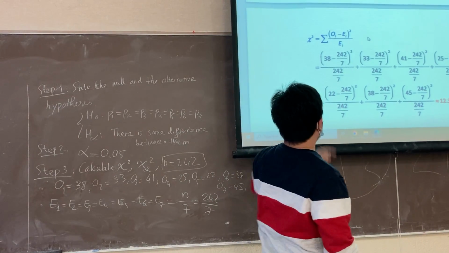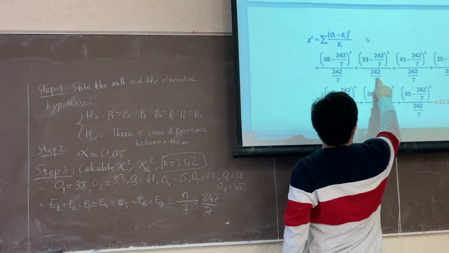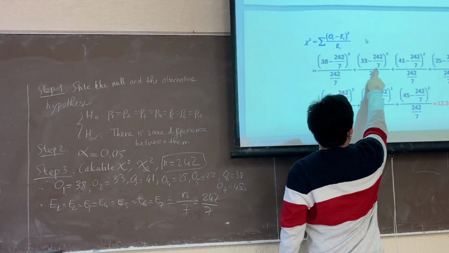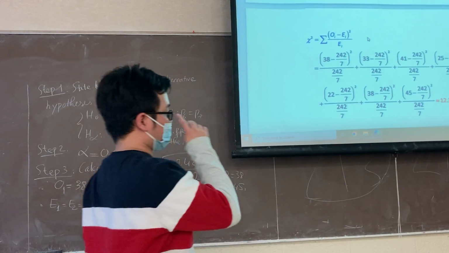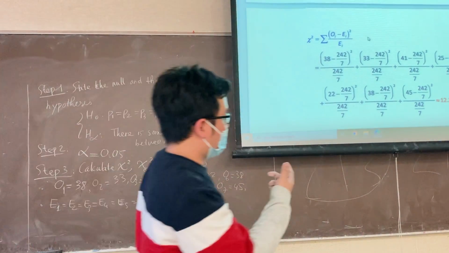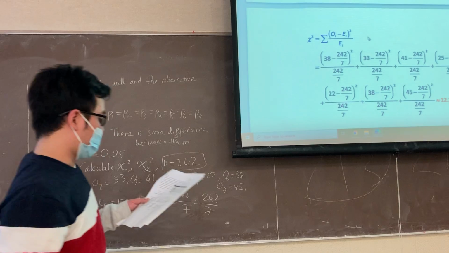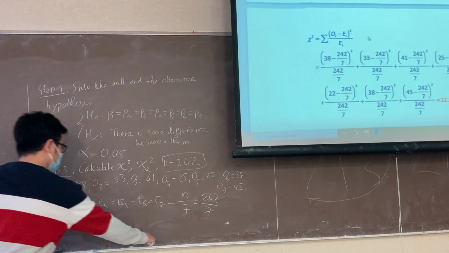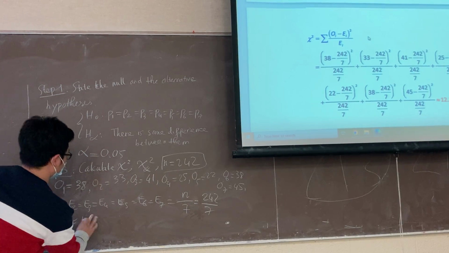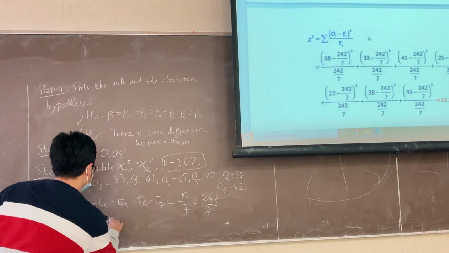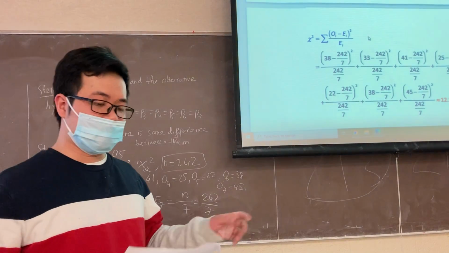Okay. And you notice E1 here is this value. So relate O1, O2, O3, O4, O5, O6, O7 to this. After that, you use the calculator, and the value here is 12.314. That is the value of chi square. I'm going to write it down here: chi square is approximately this value. Any questions so far? This is the way to find chi square.